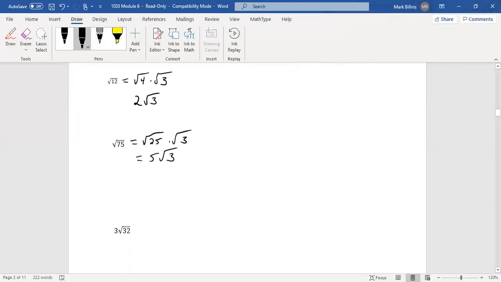So what do we do with this 3? We just keep the 3 in front. So it's 3 times the square root of 16. And 16 times some number gives me 32. And of course, that's 2.